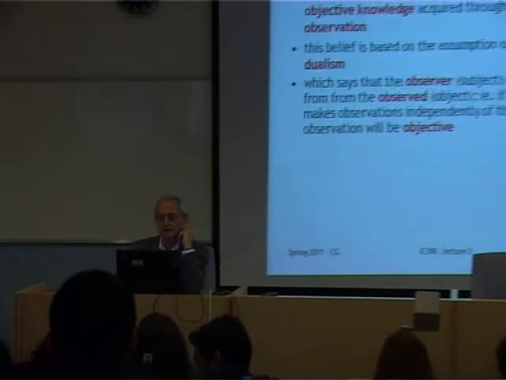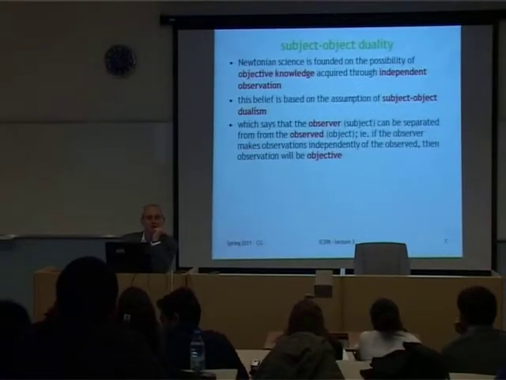Putting it in other words, we mean by this that the observer or the subject, by making an observation, does not produce any difference in what is observed. In other words, the observation does not affect the object, the observed. They can be separated. This is the idea of subject-object duality or dualism. It says that the observer, that is the subject, can be separated from the observed, the object. That is, if the observer makes observation independently of the observed, then observation will be objective.